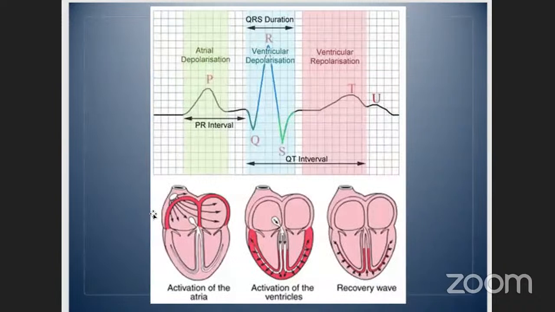So useful in terms of here is our SA node, our AV node. These are little bundles that branch off to ensure atrial depolarization. And so this is the start from the SA node. This is the start of the SA nodal depolarization. And then as it moves, you have right atrial and then left atrial contraction that forms your P wave.